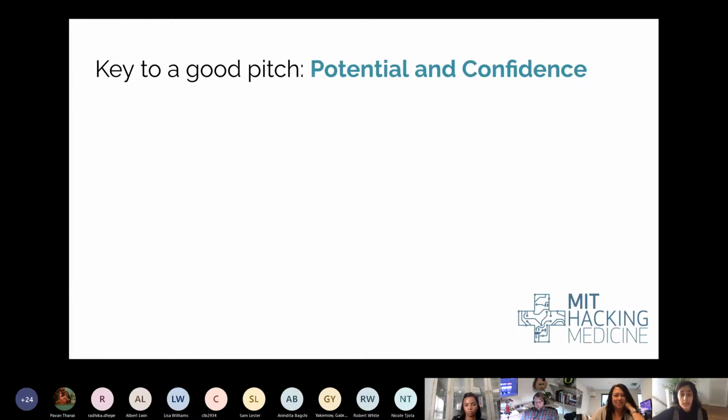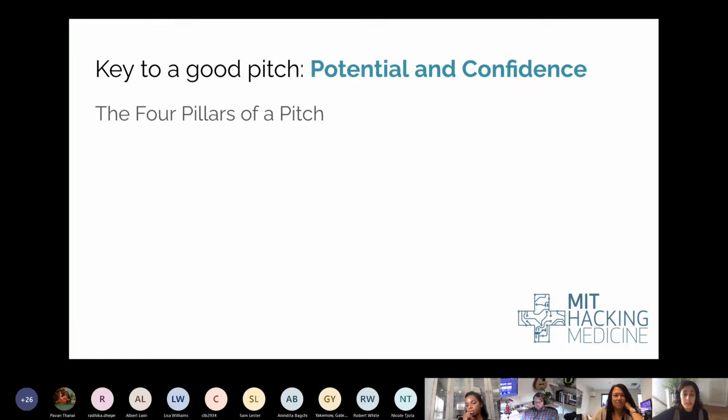The main key to a good pitch is that you are demonstrating that your problem, solution, and implementation have the potential to make a real change, and that you demonstrate the confidence in that ability from both your team's perspective as well as the ideas that you guys have come up with.